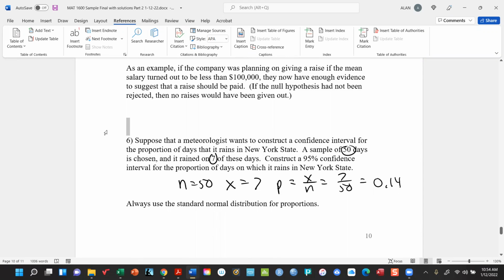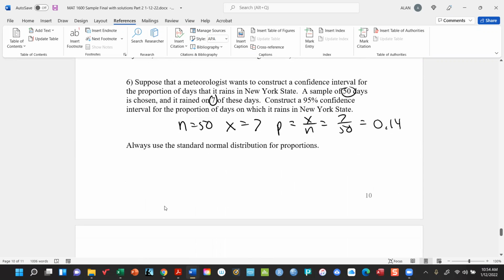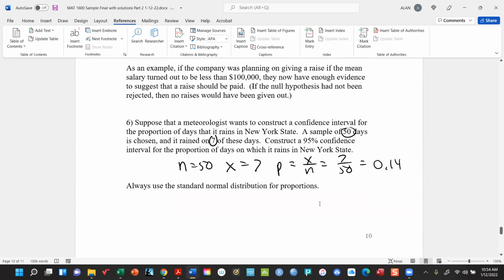Okay, now here's another confidence interval. We're back to confidence intervals, but this time we're dealing with proportions. How do you know that? A meteorologist wants to construct a confidence interval for the proportion of days that it rains in New York State. Let's say we have a sample of 50 days, and during those 50 days, it rained on 7 of those days. Construct a 95% confidence interval.